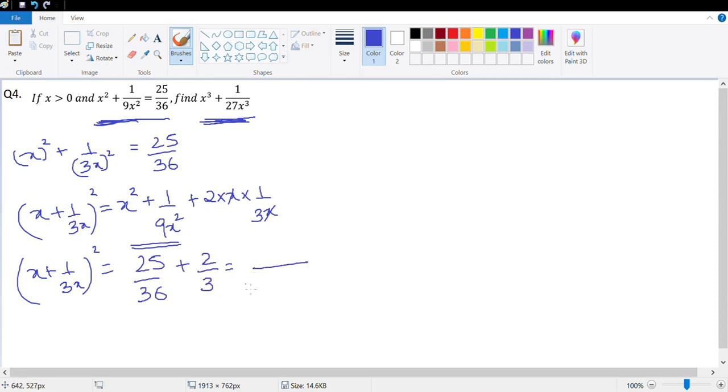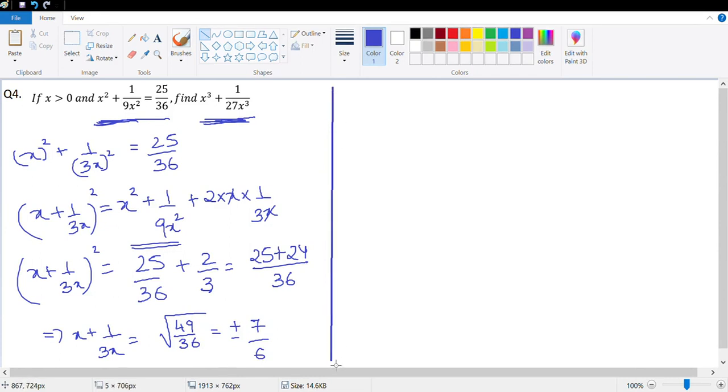The LCM of 36 and 3, yes, that's 36. So this is 25 plus, I'll have to multiply both numerator and denominator by 12 to make it 36. So I multiply numerator also with 12. That's 24, which means x plus 1 upon 3x would be equal to root of 25 plus 24, 49 upon 36, which would be plus minus 7 upon 6.